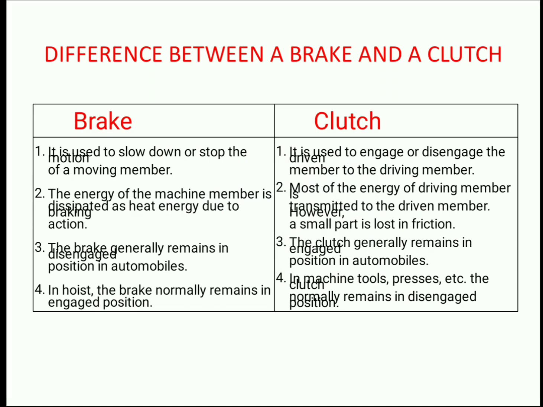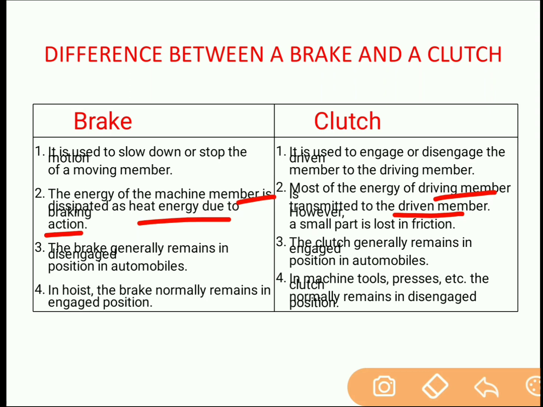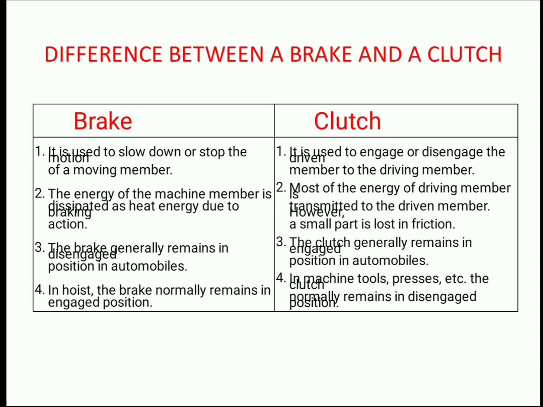Now the last topic is the difference between brake and clutch. A brake is used to slow down or stop the motion of a moving member. A clutch is used to engage or disengage the driving member and the driven member. In a brake, the energy of the machine member is dissipated as heat energy due to the braking action. In a clutch, most of the energy of the driving member is transmitted to the driven member. However, a small part is lost in friction.